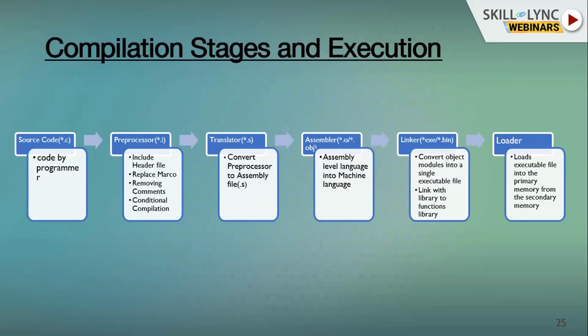So once you execute the executable file, we load it onto the RAM, that is the main memory. The loader will do that. Suppose that we click on any kind of executable file, like an exe in Windows, the loader will execute this and load it to the main memory. That is the primary memory, the RAM that we have.